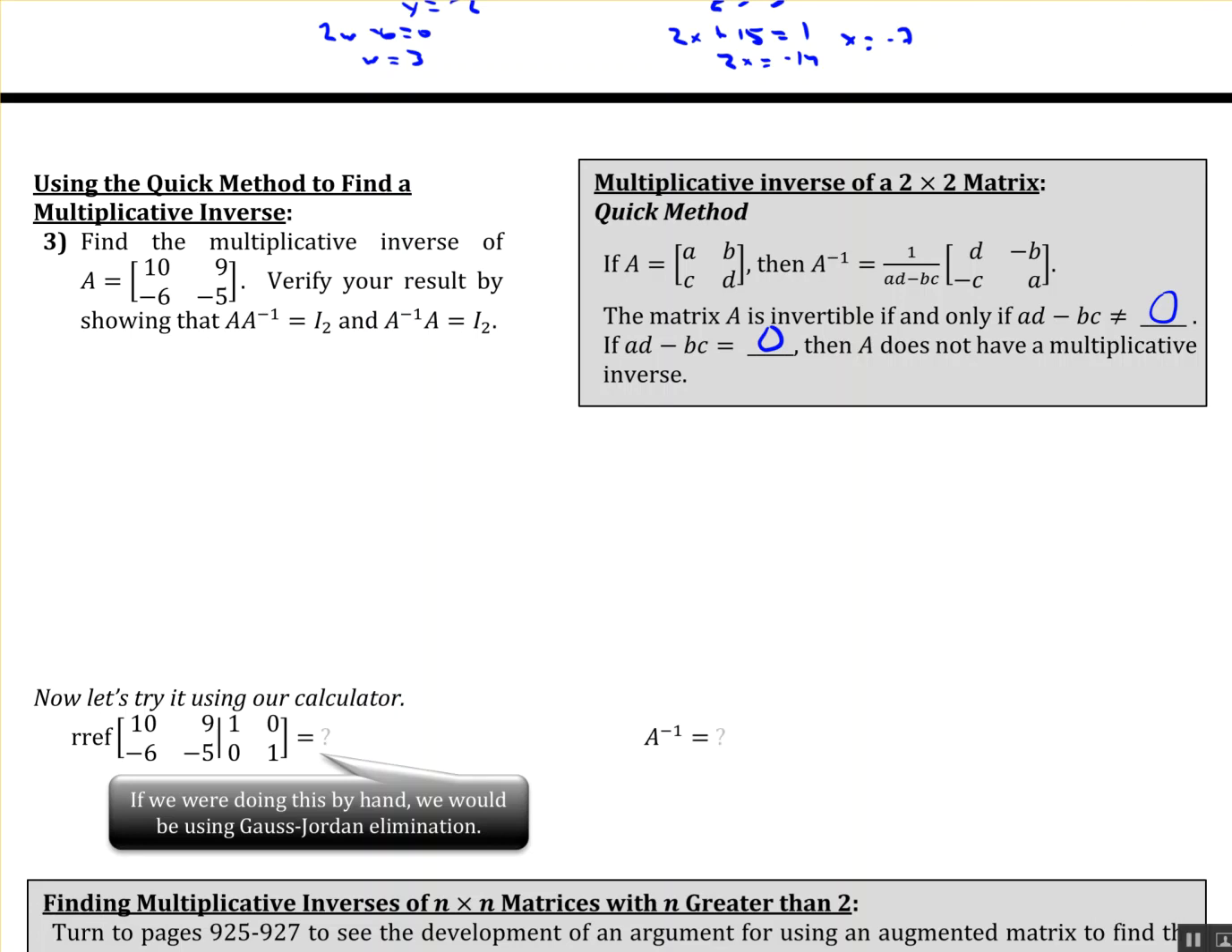So let's use this formula. So we're going to multiply by 1 over AD minus BC. We swap the diagonal, right? A becomes D, D becomes A, and then we switch the signs on the other diagonal, right?